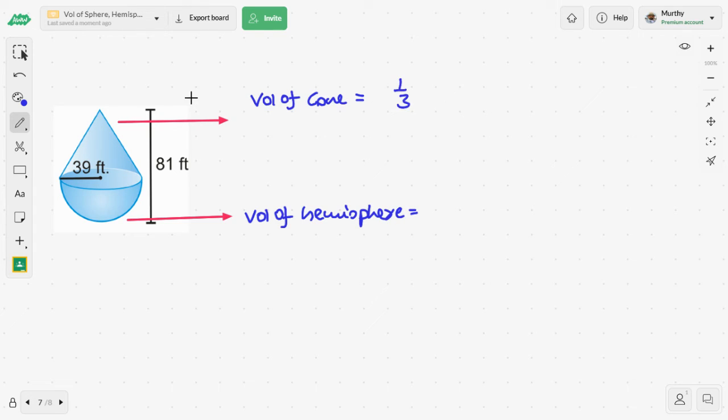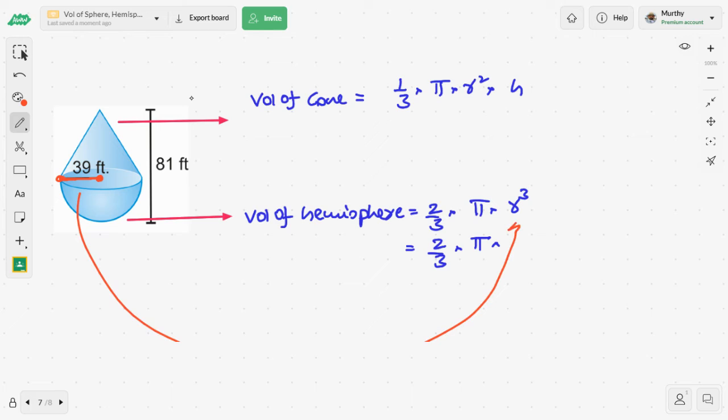Let me write the formula first. Volume of cone is 1/3 pi times radius square times height. Volume of hemisphere is 2/3 pi times radius cube. As I mentioned before, you can compute either the cone or the hemisphere first. So what is the radius here? Let me check: is it the radius or diameter? I see that this is the radius, so no need to think. I can plug it in straight away: it is 39 cube. I'm not spending much time on how to compute this one.